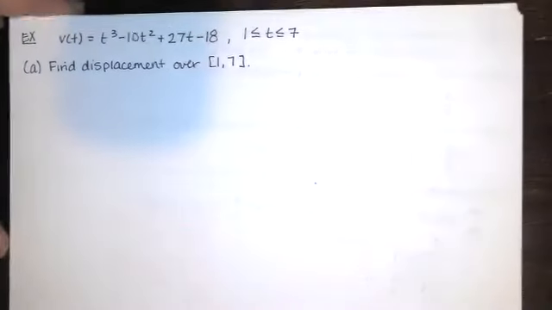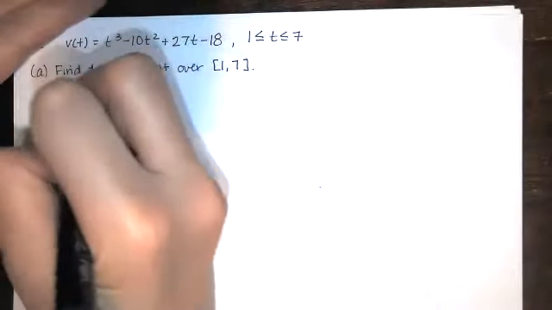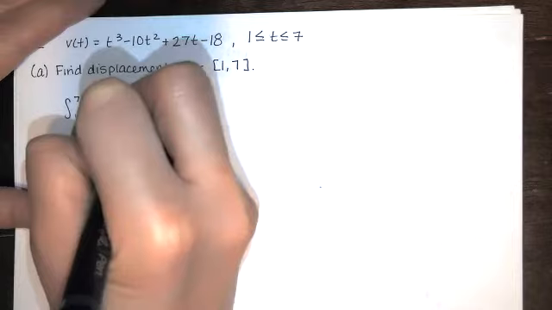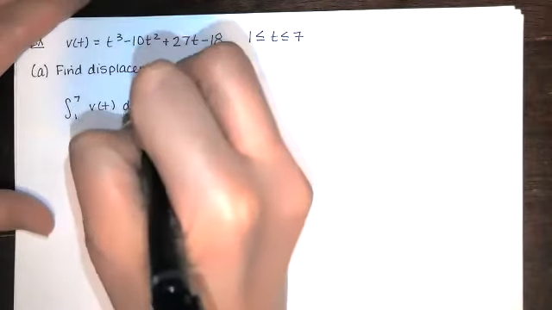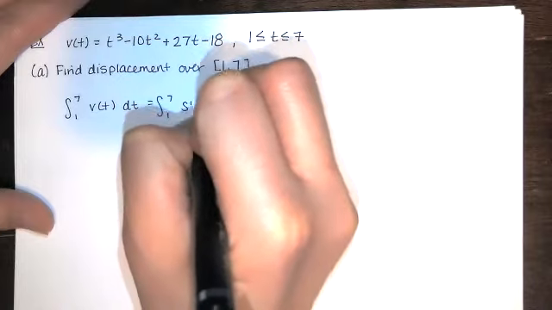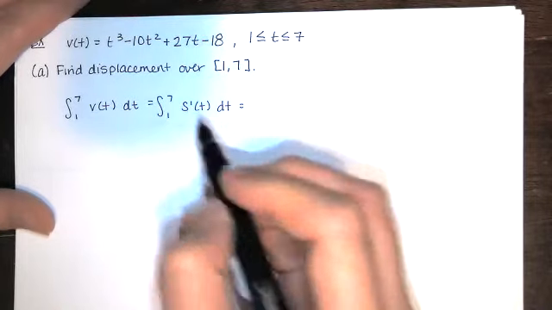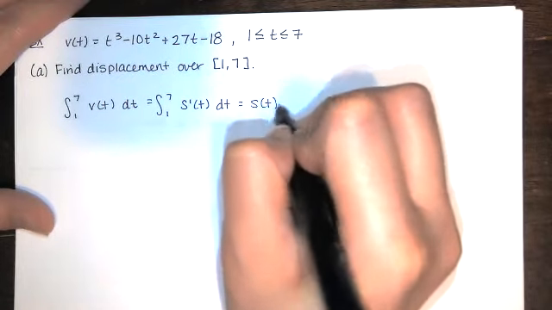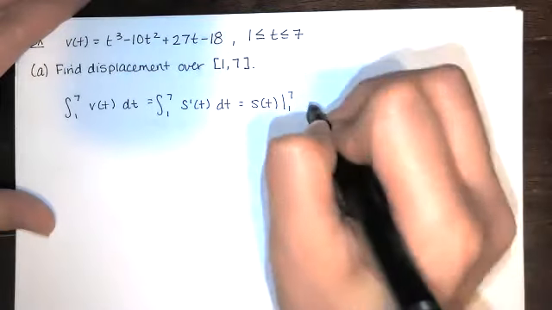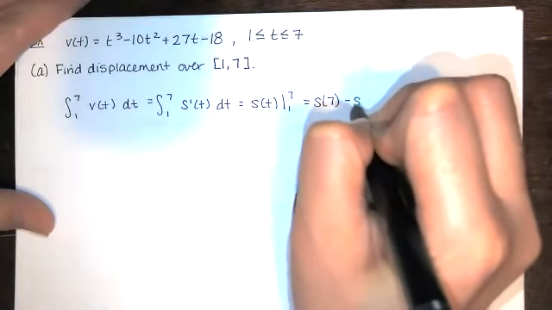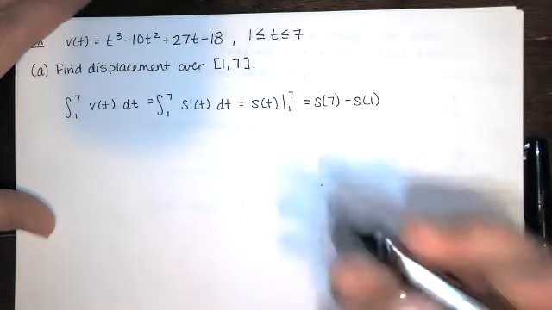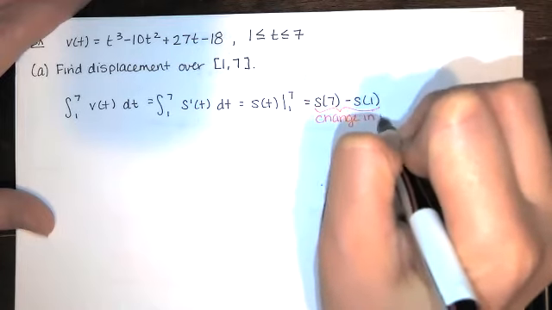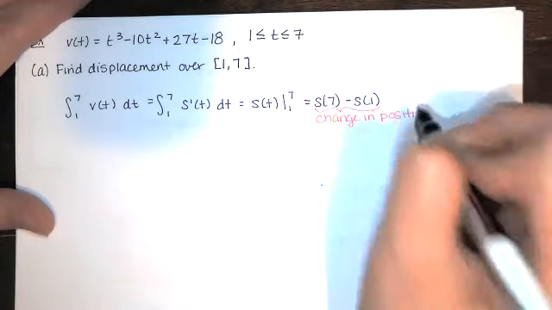because of our net change theorem. The integral from 1 to 7 of velocity is the integral from 1 to 7 of the derivative of position. The antiderivative of the derivative is the original function. So we get the position function back, evaluated at 7 and 1, and we subtract. So this is a change in position from time t equals 1 to time t equals 7. And remember, change in position is the same as displacement.